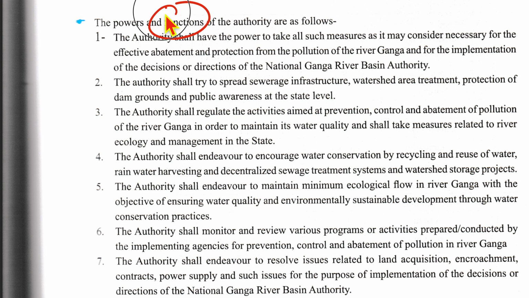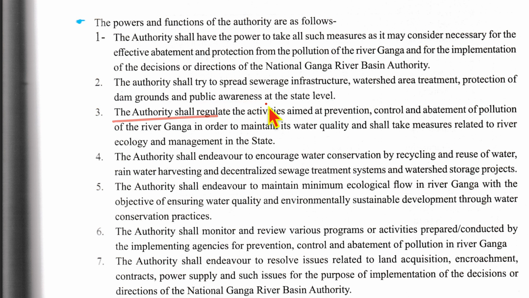The power and functions of the authority are as follows. The authority shall have the power to take all such measures as is considered necessary for the effective abatement and protection from pollution of the river Ganga and for the implementation of the decisions and directions of the National Ganga River Basin Authority. The authority shall try to spread sewage infrastructure, watershed area treatment, protection of dam grounds, and public awareness at the state level.